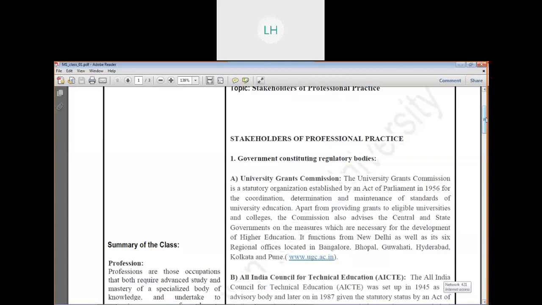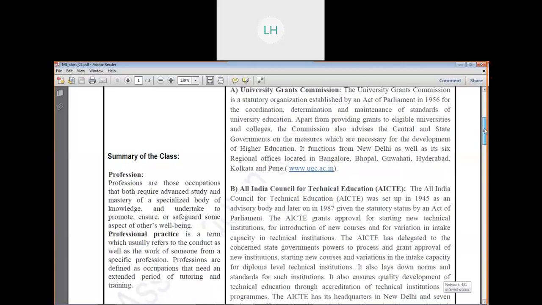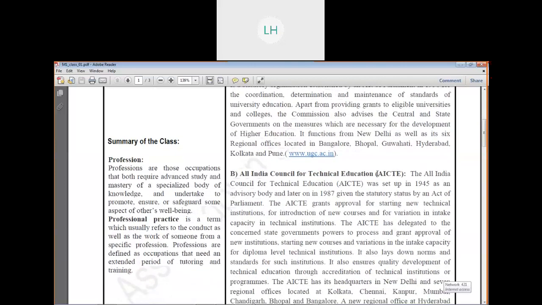So the next regulating body that I'm going to discuss is the All India Council for Technical Education, in short AICTE. This one is also a kind of governing body. Even when I mentioned earlier that this subject is a new subject. Whatever the subject name is, what is the name of the subject?